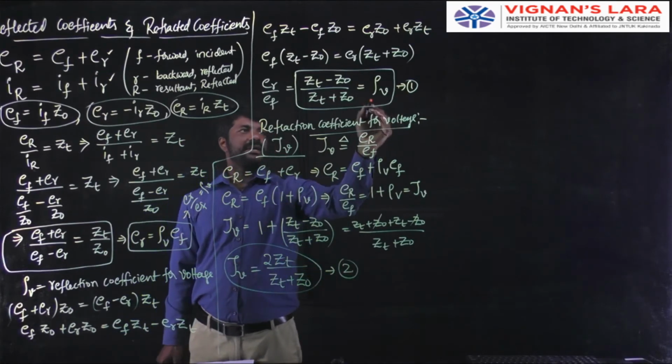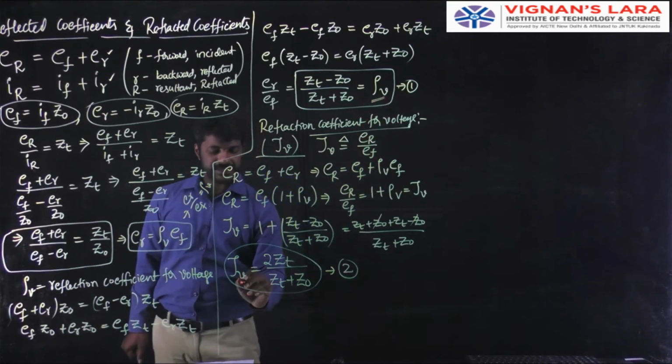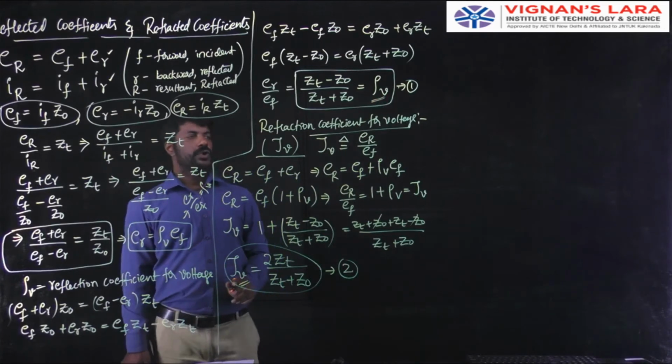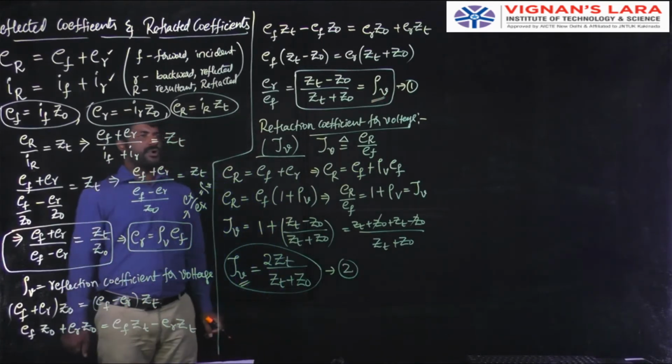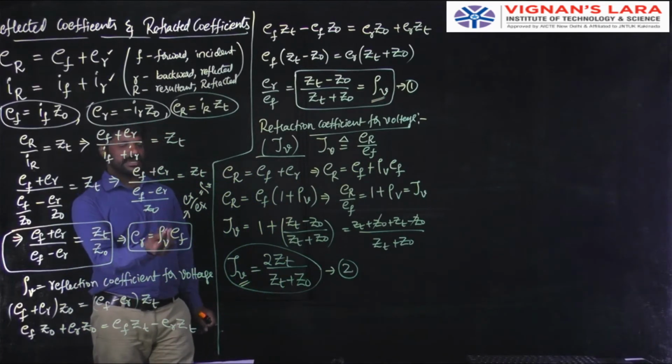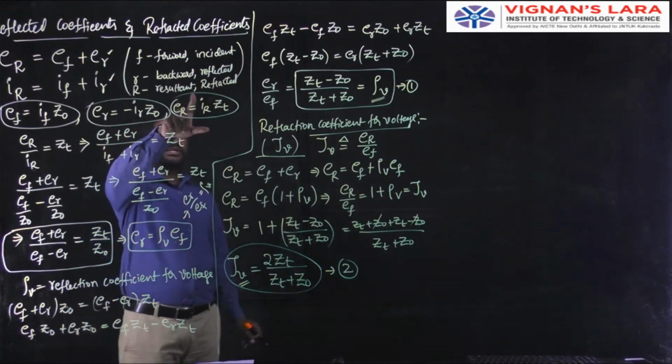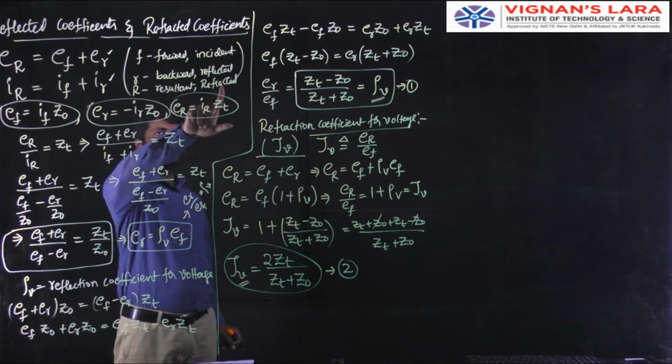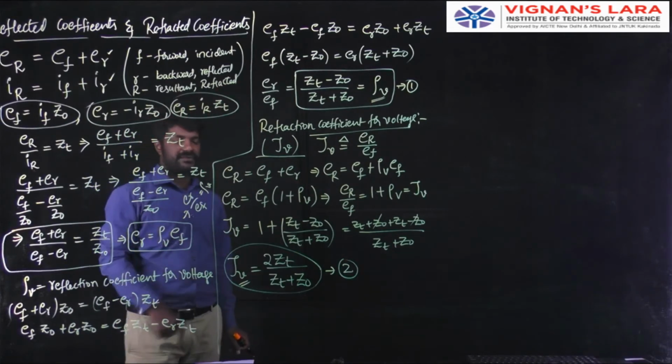Equation 1 is rho V. Equation 2 is tau V. So rho V is the reflection voltage coefficient. The letter tau always indicates transmission or refraction. As I told you, transmission, refraction, or resultant, all three are the same.